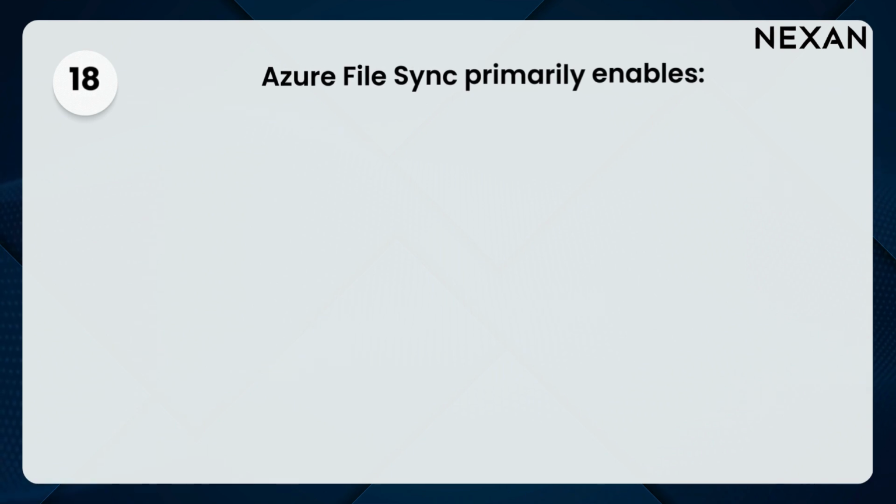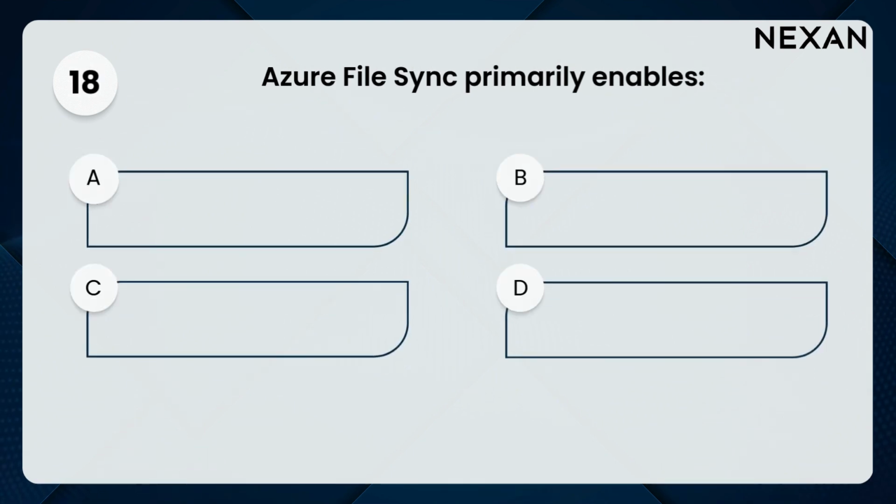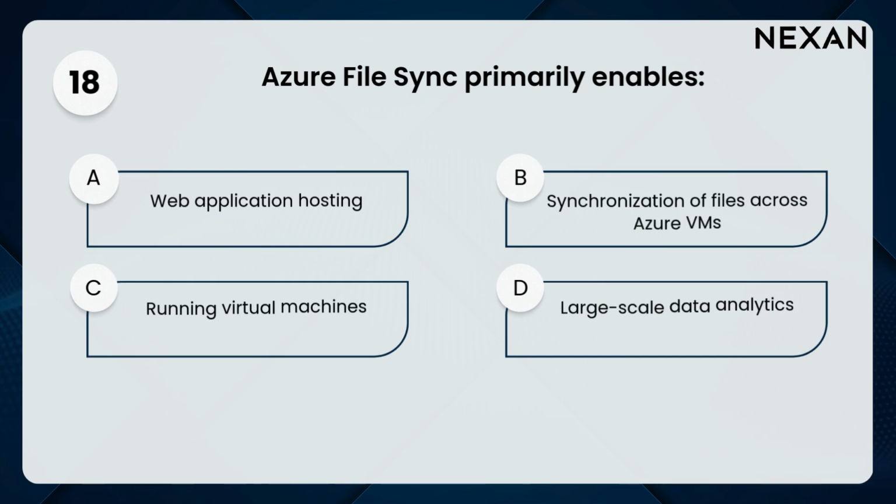18. Azure File Sync primarily enables A. Web application hosting. B. Synchronization of files across Azure VMs. C. Running virtual machines. D. Large-scale data analytics.